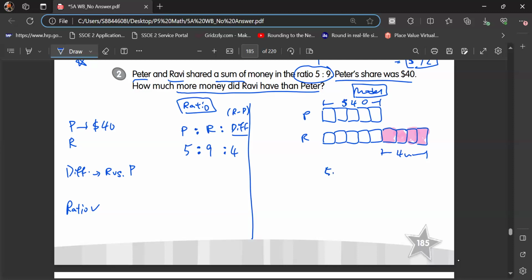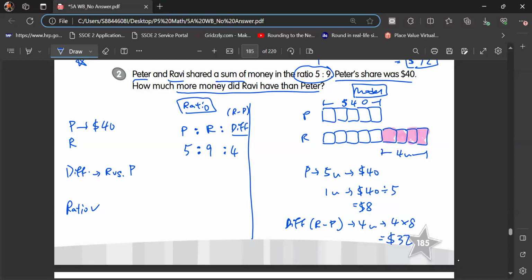Peter is 5 units, and that's $40. So some of you are like, so far I'm done with this very quickly because it's not difficult, it's easy to see. And then you want the difference. That's Ravi minus Peter, and that's 4 units. Then that will be 4 times 8, which is $32.